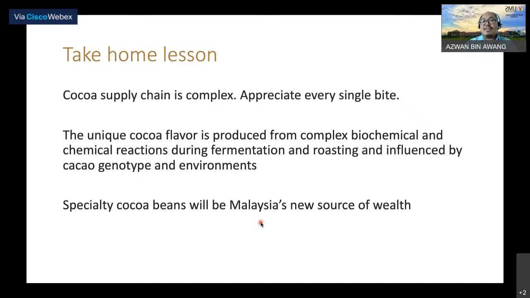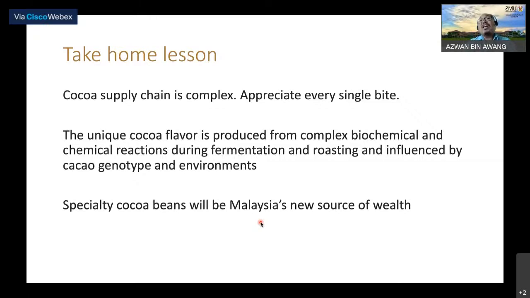So it's complex. Every single bite that you eat, appreciate it, especially for the farmers. And then the unique cocoa flavors. The flavor that you eat is unique. There are no other plants that can produce cocoa flavor as cocoa. It comes from complex biochemical and chemical reactions, mainly during fermentation and roasting, also influenced by genotype and environment.